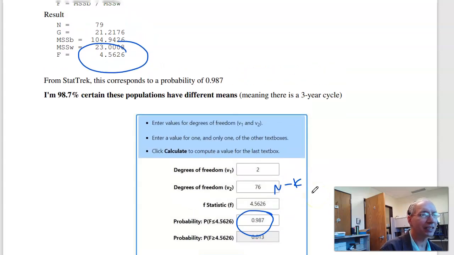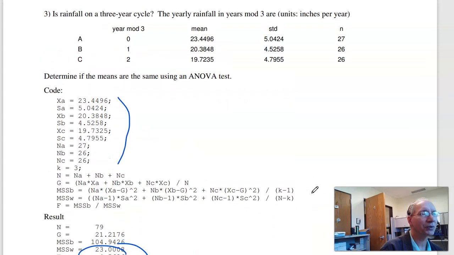It says that apparently there is a 3-year cycle. Didn't expect that. But apparently the rainfall goes high, medium, low, high, medium, low every 3 years. Something the F-score kind of picks up. They are different. So anyway, that is homework set number 15 for ECE 341.